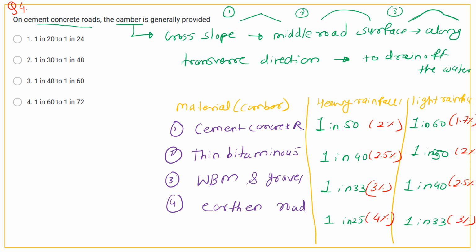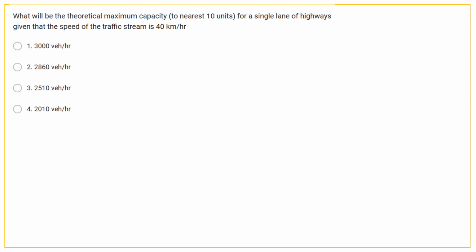Here they ask about the cement concrete road. So the option similar to these values is 1 in 48 to 1 in 60. Okay, this is nearly equal. So option number 3 is correct here. Next question, question number 5.